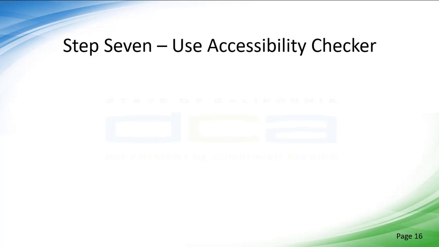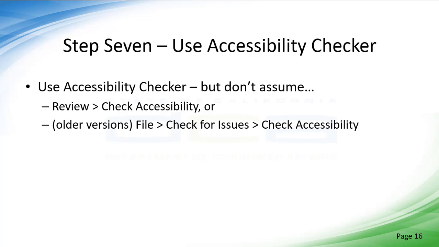Step 7: Use the accessibility checker built into Microsoft Word. Now, Microsoft Word has built into the software itself an accessibility checker, but don't assume that it will find everything. You should use this as a backup.